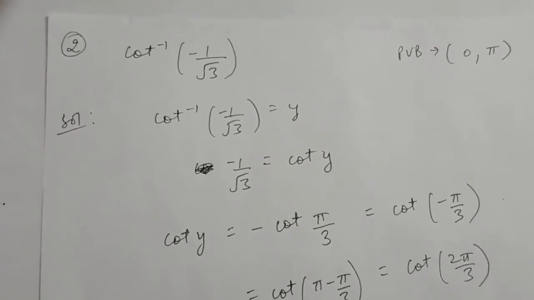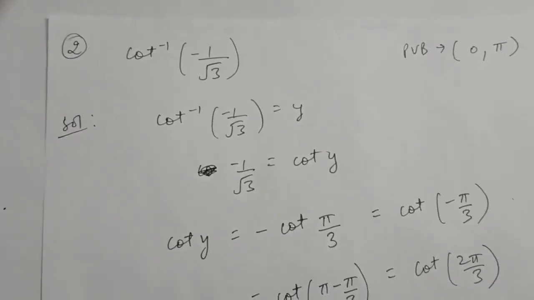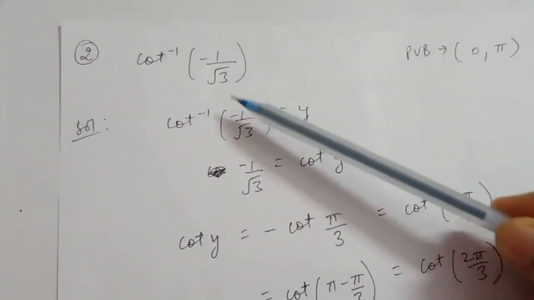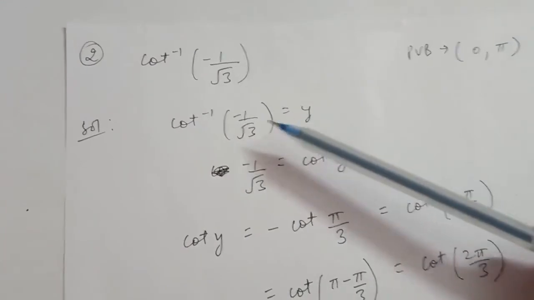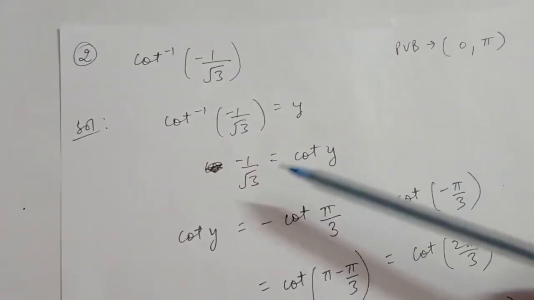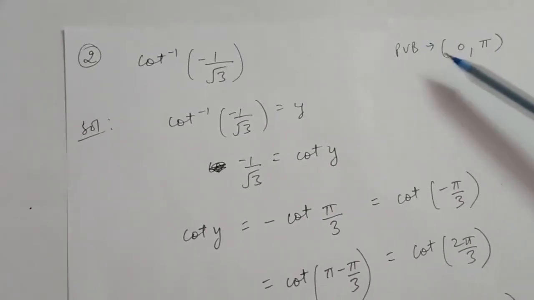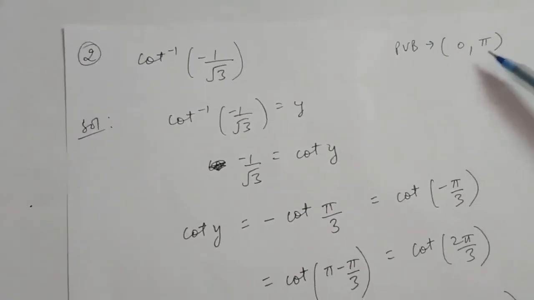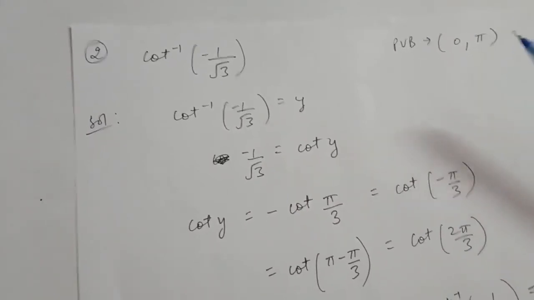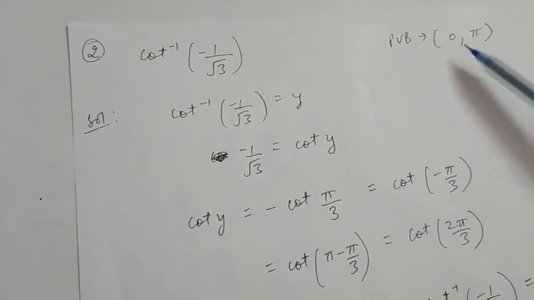Cot inverse of minus 1 by root 3. Now we have to find the principal value of cot inverse of minus 1 upon root 3. So first of all, let this be y. Now cot y will be minus 1 by root 3. Also the range of cot inverse in the principal value branch is 0 to pi, which you have to learn. It will not be given. You have to learn this from that table only. So the principal value branch is from 0 to pi.